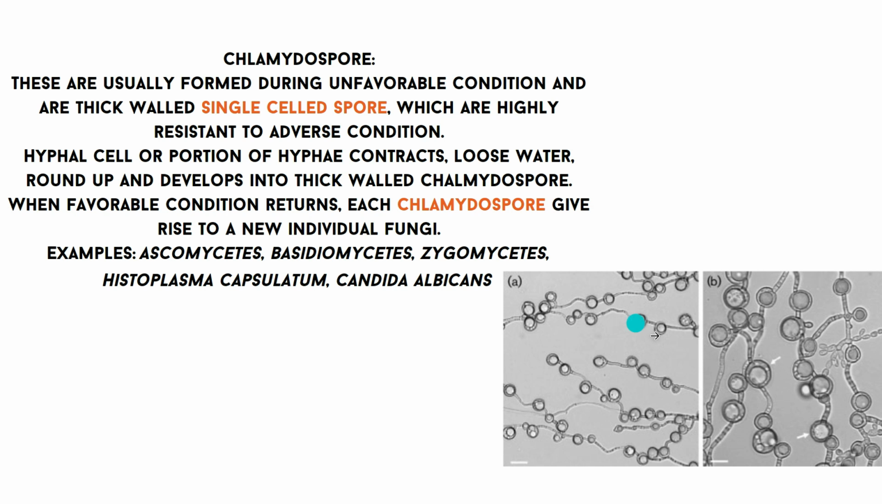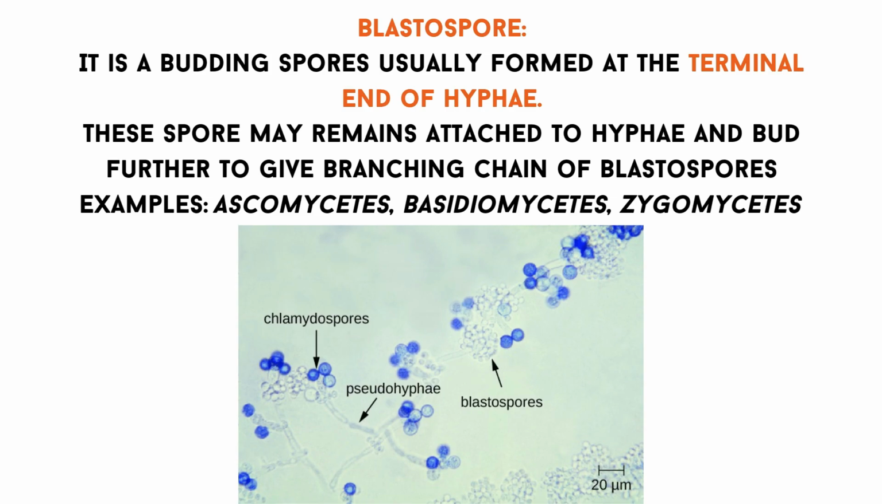Chlamydospore. This is a special condition wherein, within the mycelium, during unfavorable conditions, there is a formation of a spore, and this spore results due to lack of water content, and once this spore is developed, the wall gets thick, and once they acquire favorable conditions, this spore tries to germinate into a new fungus. Examples: Candida albicans, different members of ascomycetes, basidiomycetes, etc.